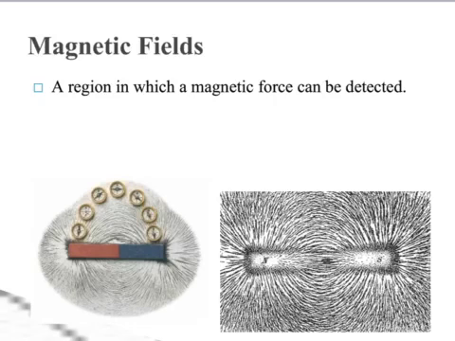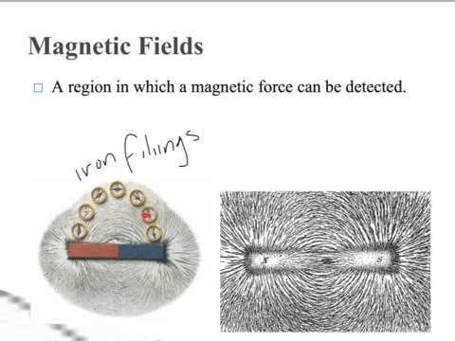As we talk about magnets, the next thing we need to look at is what is a magnetic field. A magnetic field is just a region in which a magnetic force can be detected. All these little shavings are called iron filings. They're just tiny pieces of iron, and if you put them around a magnet, you can see this pattern emerge. And this is our magnetic field.